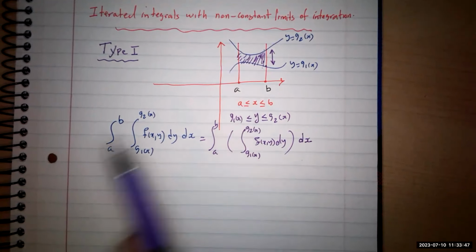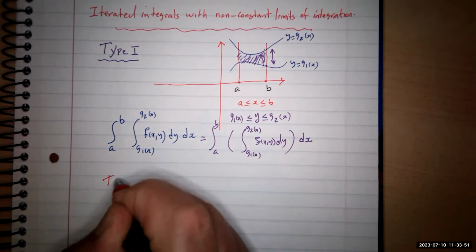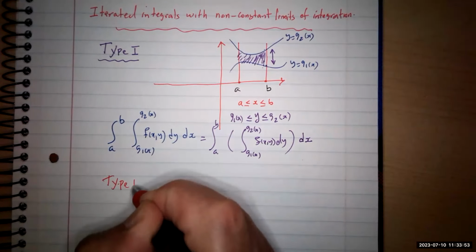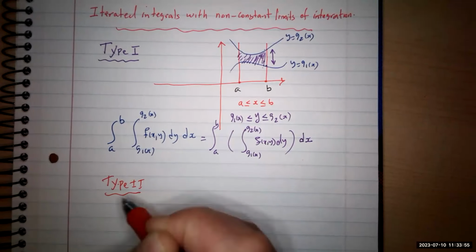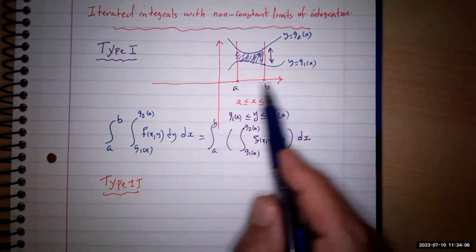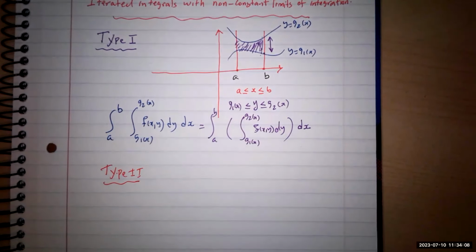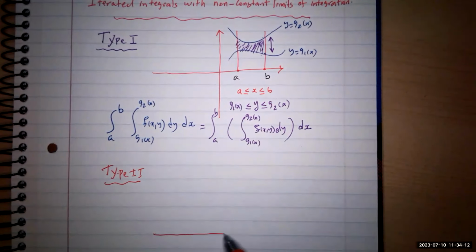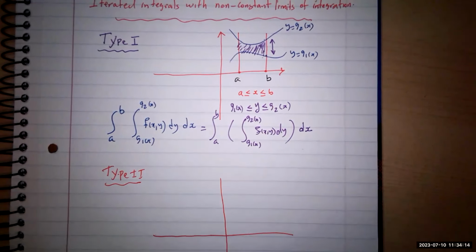Type 2 is the other way around. So it's going to be a type 2 region. A type 2 region is the one where y is going to be straight. Y is going to be within two lines, if you like, and x is going to be a curvilinear type. So this is going to be the shape that we are going to have.